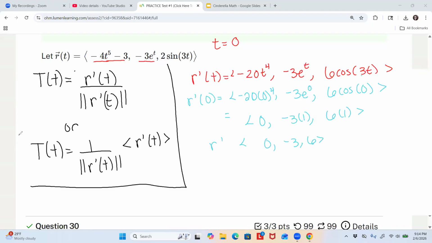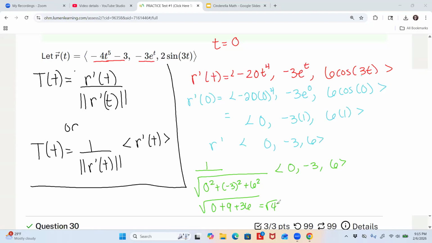And now let's go into the formula. You can do either. I'm going to go to the bottom one, but again, it doesn't matter. So I'm going to do 1 over the magnitude of what we just found. So that would be the square root of 0 squared plus negative 3 squared plus 6 squared, times what we found, 0, negative 3, 6. Okay, let's get that magnitude on the bottom. So that would be root of 0 plus 9 plus 36. So that's root 45.